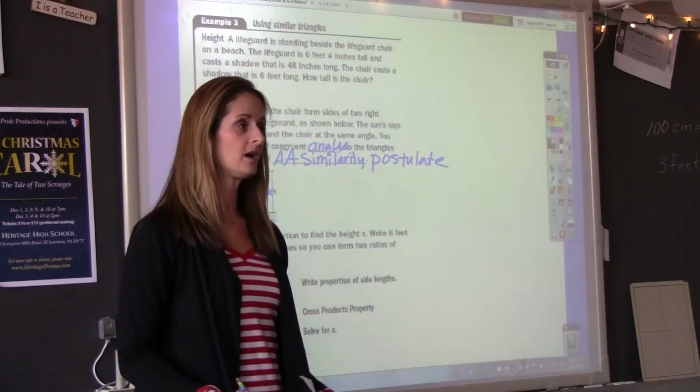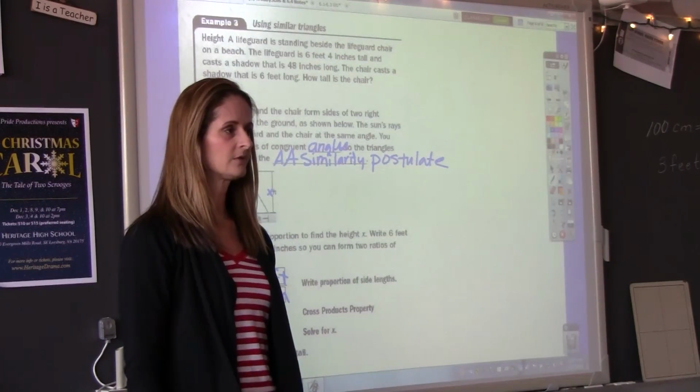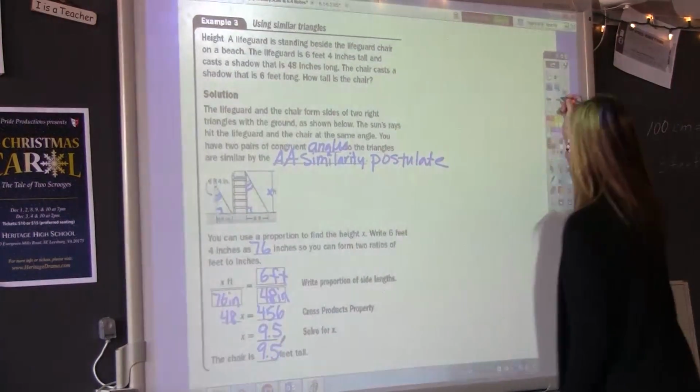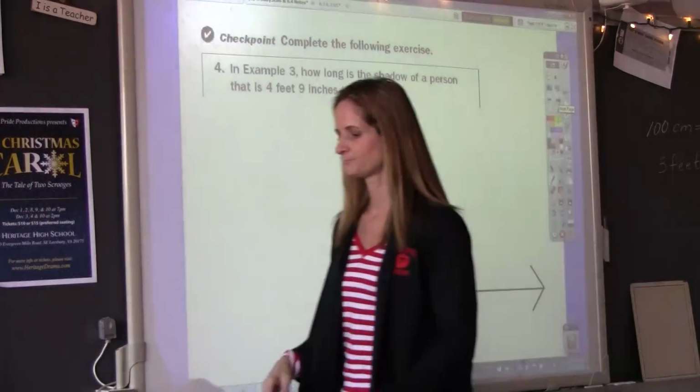I'd like for you to try it on your own. It's a proportion. You have to write the proportion. You've got to convert a height. See if you can try it. Have this done on the next flip chart.